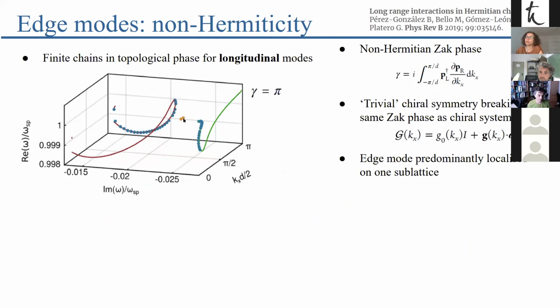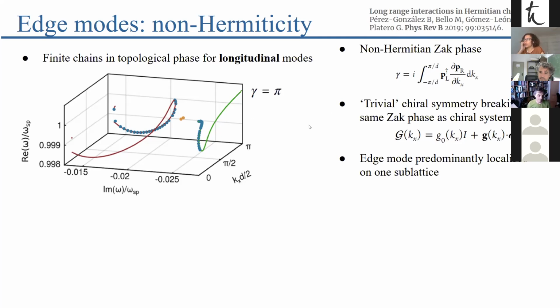And when we calculate for a finite chain in the topological phase, so where the SAC phase is pi, we do find the two edge modes here. Also, I should point out that here we have generalized our calculation of the SAC phase to the non-Hermitian version, to be able to account for this complex frequency property.